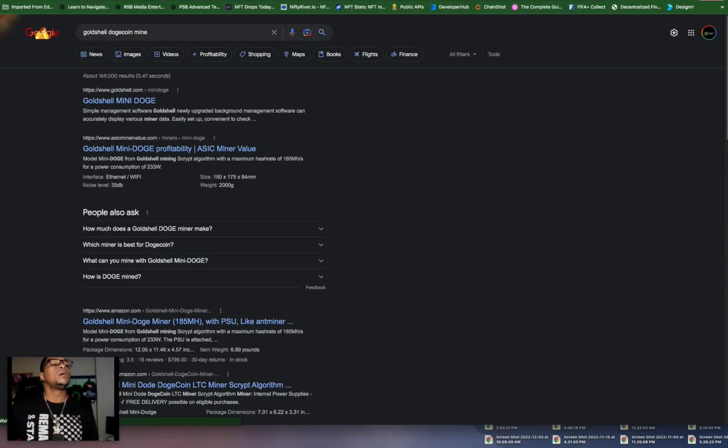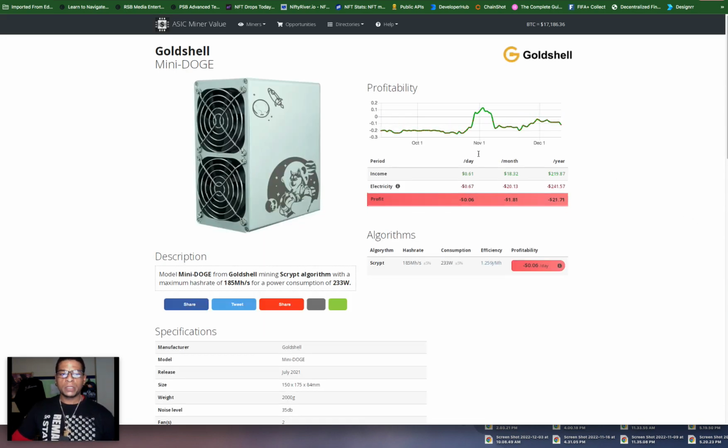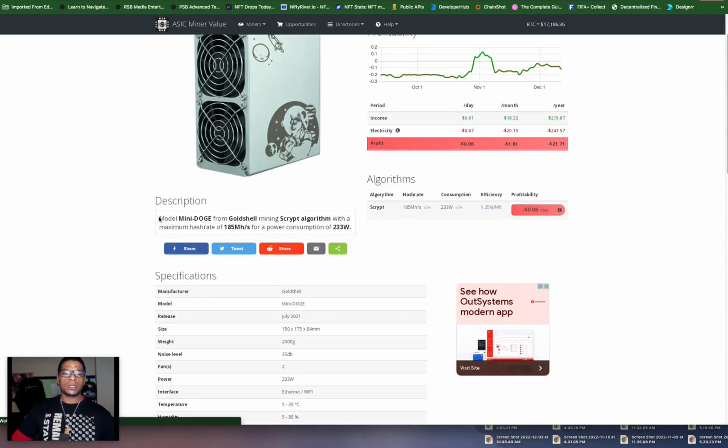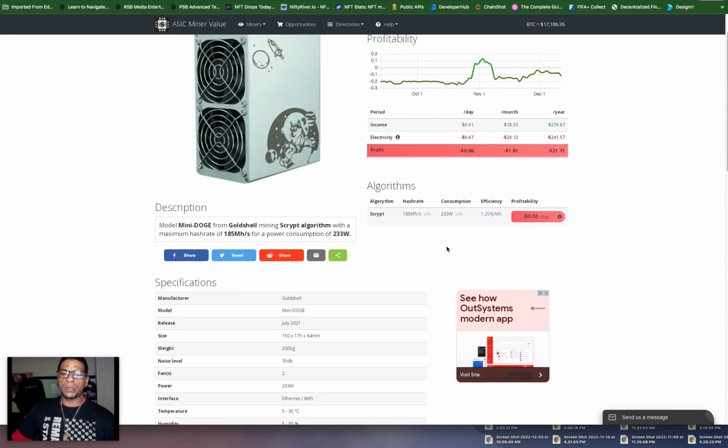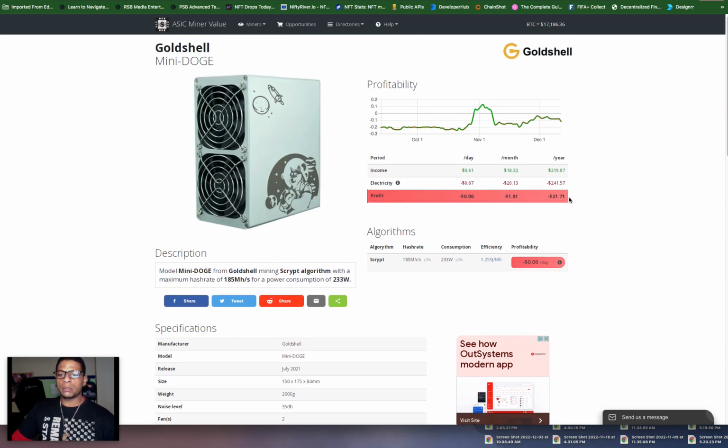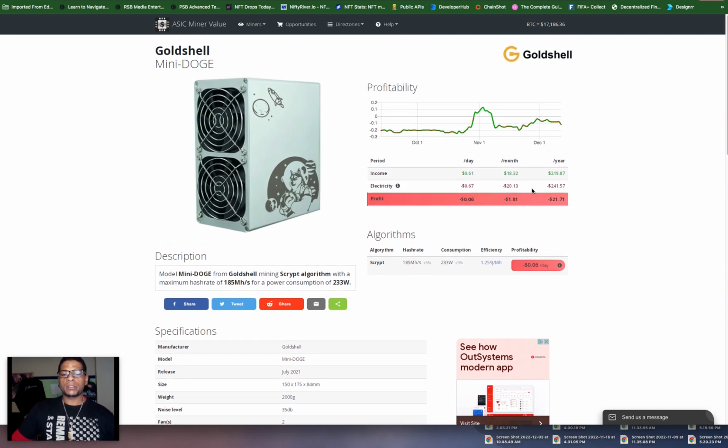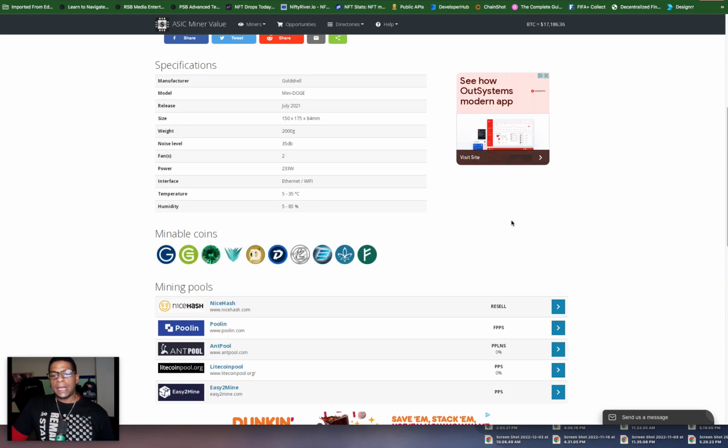Let's see if we can pull up the mini Doge. All right. So this is the mini Doge. It is a Scrypt algorithm ASIC miner that has about 185. For the maximum hash rate, it uses about 233 watts, but you can see the profit margin for it is actually in the negative. It's quite low. It's not looking too good. But that could change, all right?